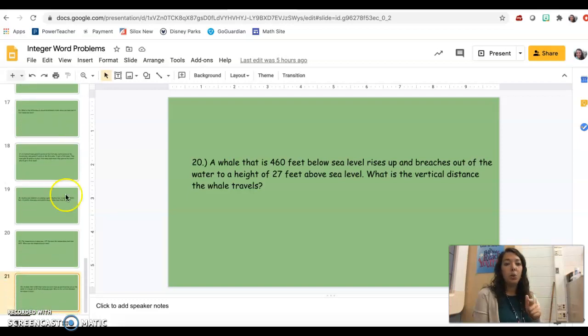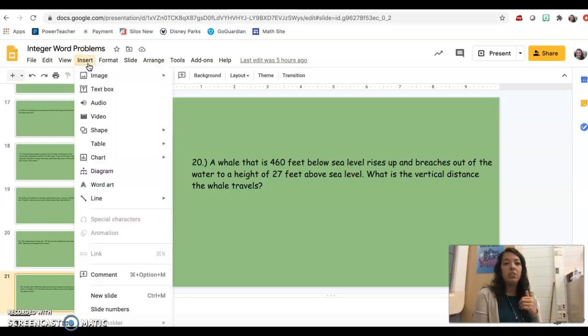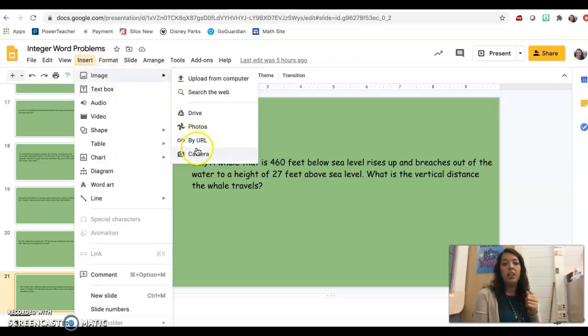If you don't remember how, because I have had a few people ask me, how do you insert the picture again? So remember, you go to Insert, Image, and then Camera. And when you click on Camera, then it will let you take a picture from your screen. So you just hold up your paper to the screen.